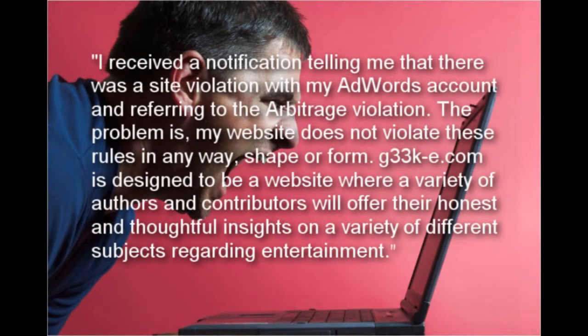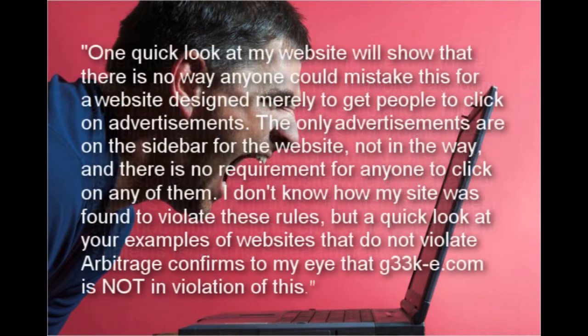I received a notification telling me that there was a site violation with my AdWords account, referring to the arbitrage violation. The problem is, my website does not violate these rules in any way, shape, or form. Geeky.com is designed to be a website where a variety of authors and contributors will offer their honest and thoughtful insights on a variety of different subjects regarding entertainment. One quick look at my website will show that there is no way anyone could mistake this for a website designed merely to get people to click on advertisements.